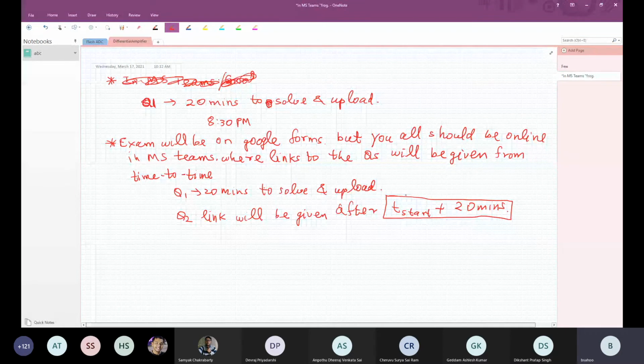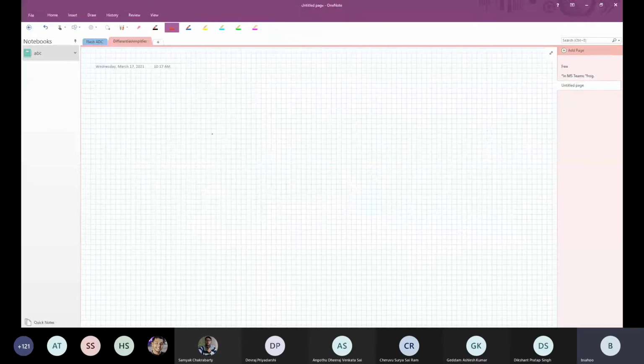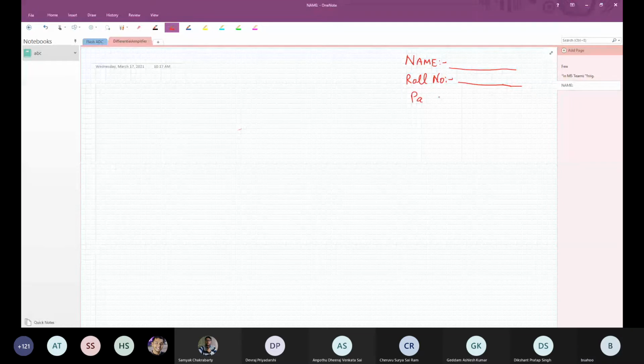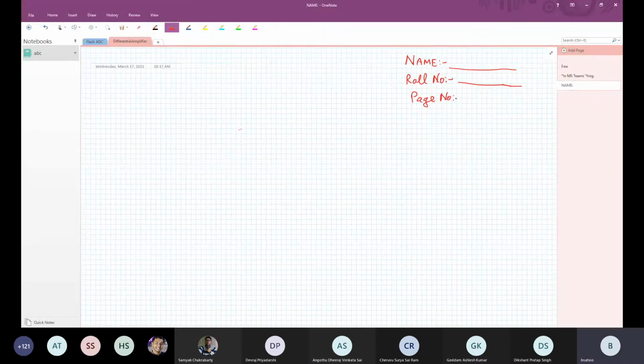So the exam will be on Google Forms. You have to be all online on Microsoft Teams. Now, the third thing, very, very important. If this is your answer script, you should write your name, roll number. I have sent you a sample document, a PDF of this. Page number. Have you guys received a page corresponding to this?